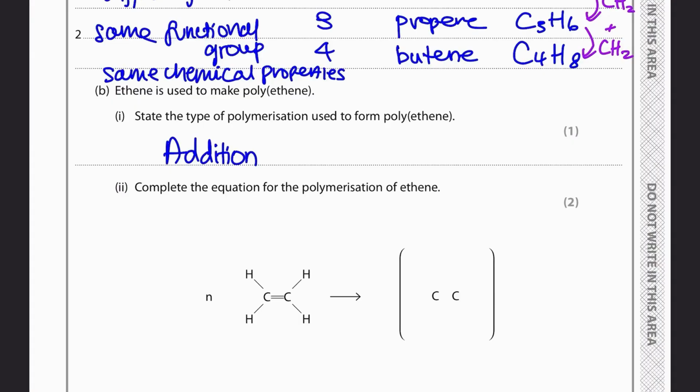So here, this is ethene. Ethene is this thing here. And the N just means there's a lot of them. They're not going to draw a lot of ethenes, so they're just going to draw one. N means there's a lot of them.